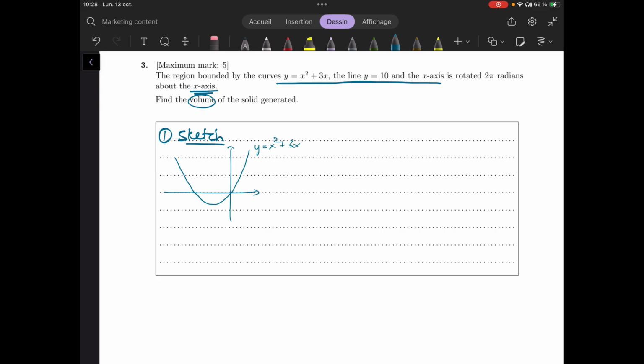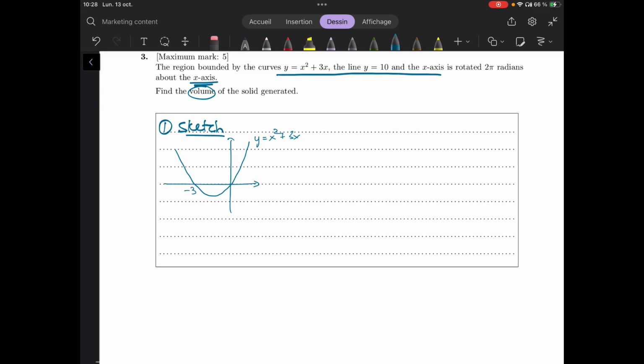So this is the parabola. The roots of the parabola are -3 and 0. Here's the line y equals 10. We also want to find these intersections. So the intersections are -5 and 2.